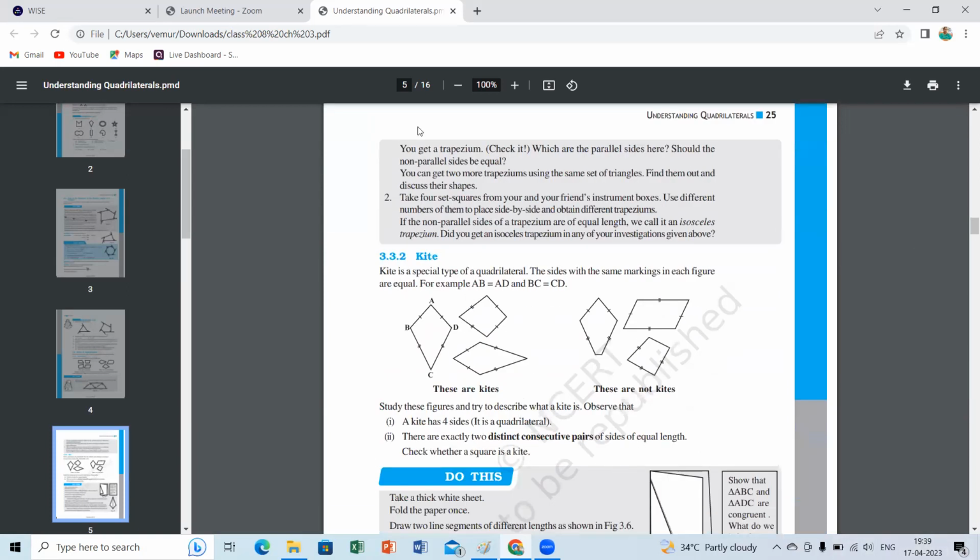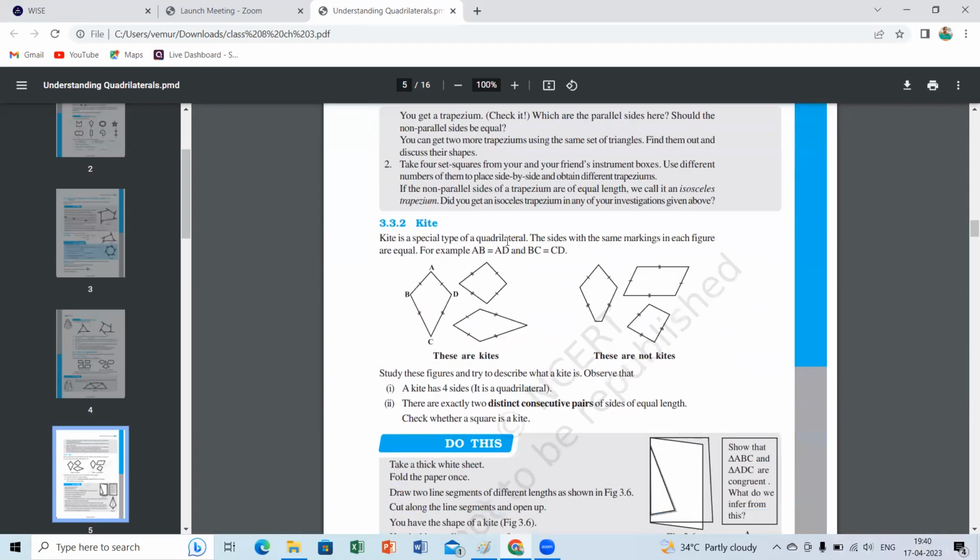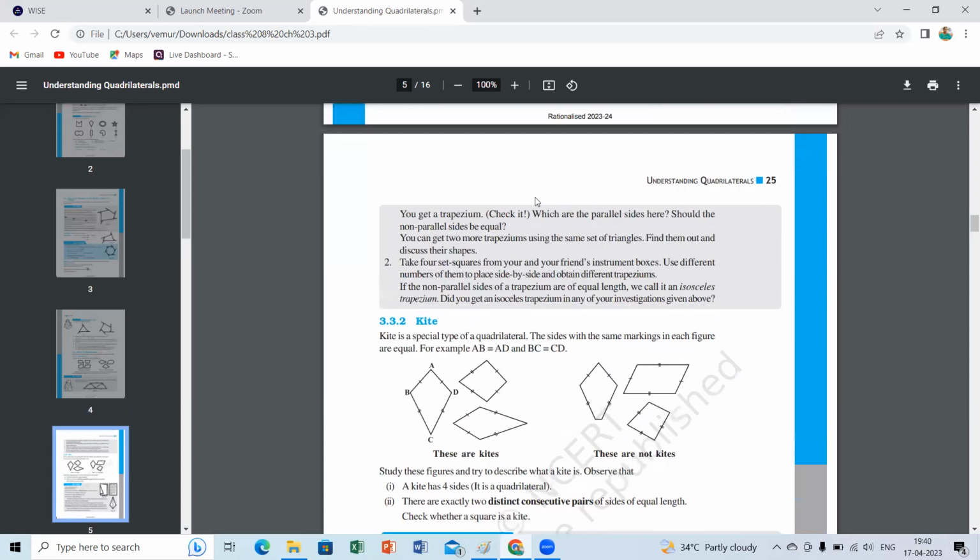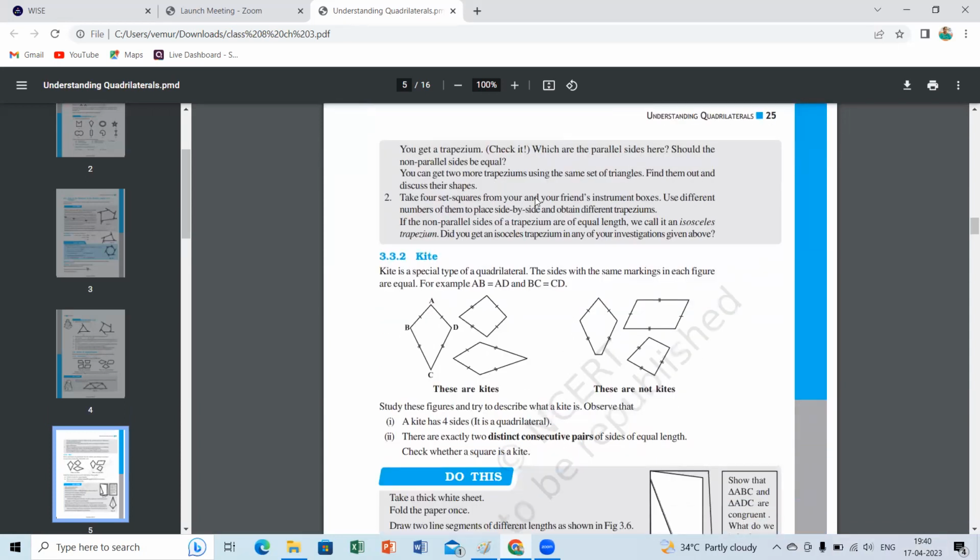In the summer holidays, you can try such things. Now coming to the kite shape. Next, we are discussing the kite shape.